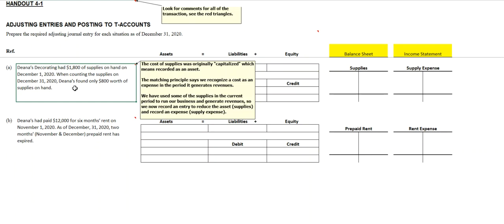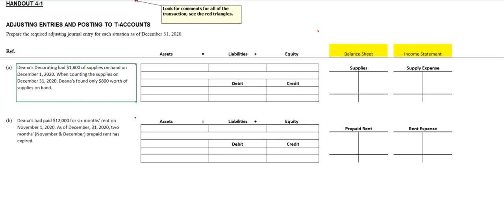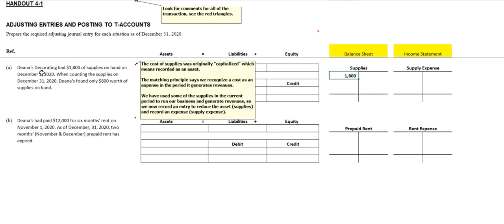So again, the cost of the supplies was originally capitalized, which means recorded as an asset, $1,800 in supplies. The matching principle says we record costs as an expense in the period they generate revenues. We've used some of the supplies in the current period to run our business to generate revenues. So now we have to record an entry to reduce the asset, supplies, and record supply expense.